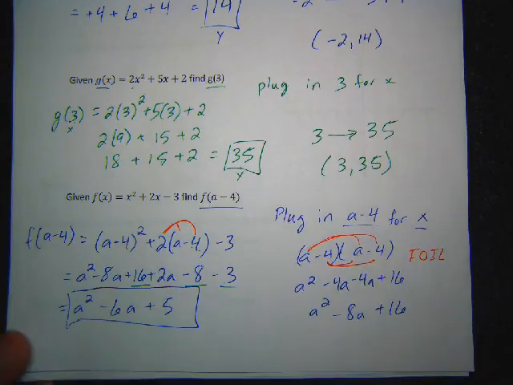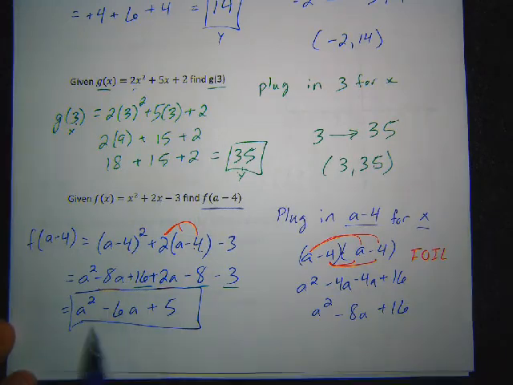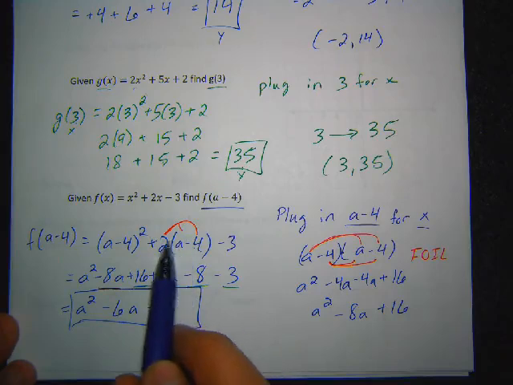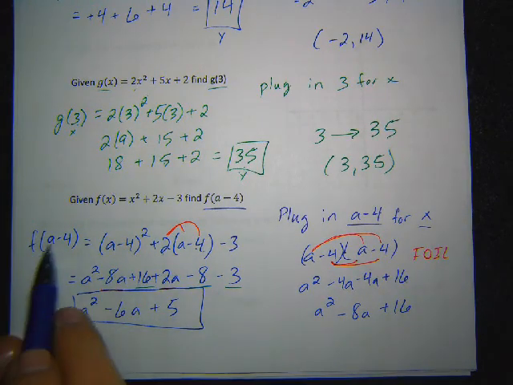I know some people look at that and think about factoring, breaking it up. You don't need to. We are fine leaving it like this. This is simplified. Here we didn't really like having all these parentheses. That's why we got rid of those. But this, I think, would be the final answer. That would be f of a minus 4.